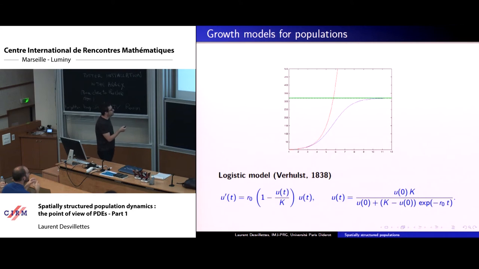So at the level of the ODE, this means that you have a linear term, which is responsible for the exponential growth, and then you have this quadratic correction, which is really the logistic effect. Of course, it's possible to compute explicitly the solution of the ODE, and you get this logistic function here. So this is for growth.